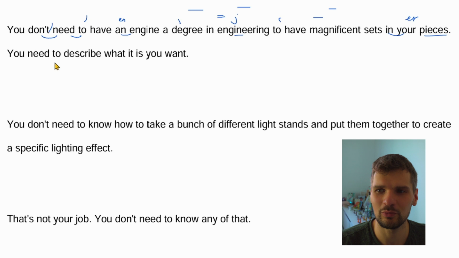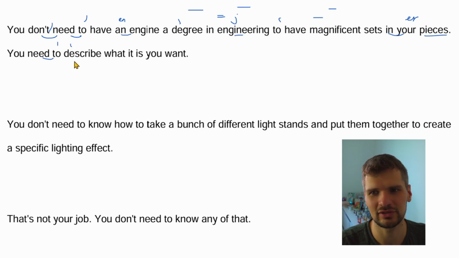You need to describe what it is you want. Okay, need to, linking here, need to describe, this is short, describe what it is you want. Okay, we link what and it with is. And it sounds like a quick D in both cases. What it is, what it is, what it is. You need to describe what it is you want.